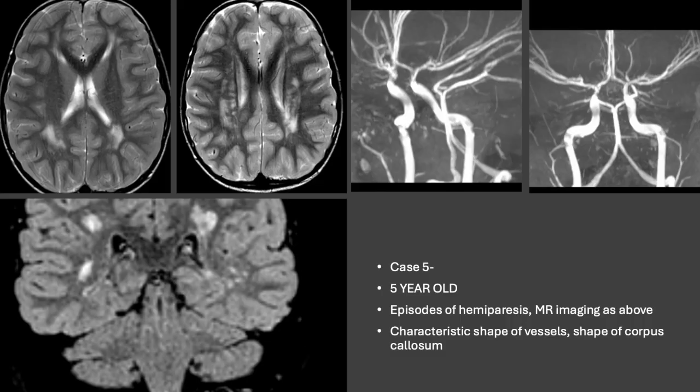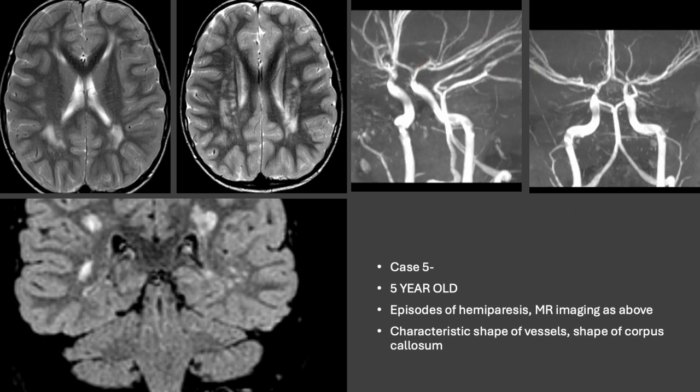Let's move on to our next case. This is a 5-year-old who had episodes of hemiparesis and MR imaging as demonstrated above. Now this is a bit of an Aunt Minnie, and essentially it's very, very classic to have bilateral internal watershed territory infarcts or areas of chronic damage. You can also see that there is some classic straightening of these vessels.